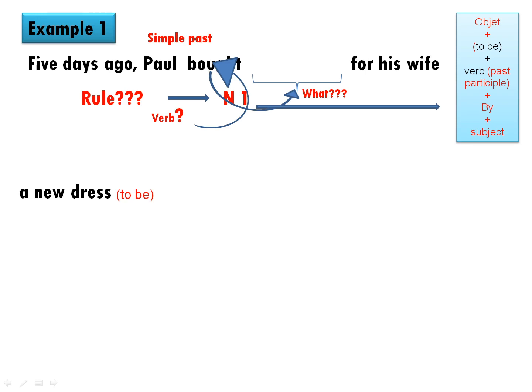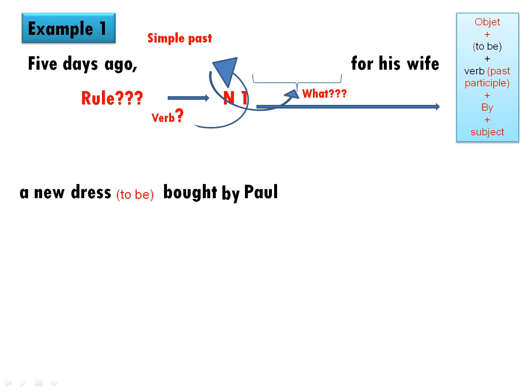Then the verb in the past participle, which is bought, and it is going to stay bought because bought is the form which is used in both the simple past and the past participle. Great. Then, step by step, we move to by, and by Paul, since I have the name and it's mentioned, then I need to use it. Then I finish my sentence.